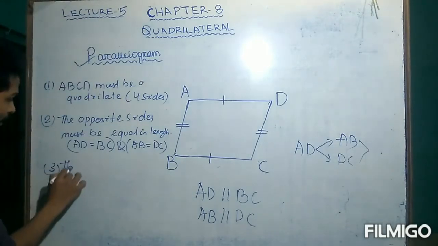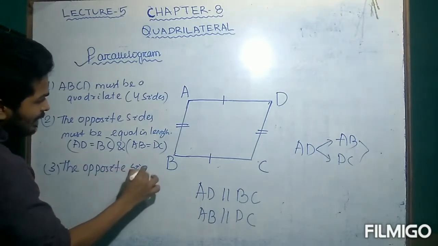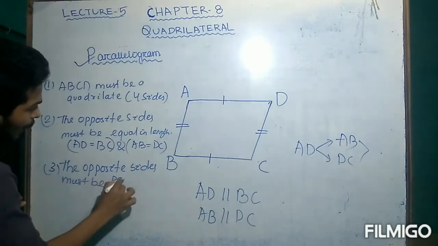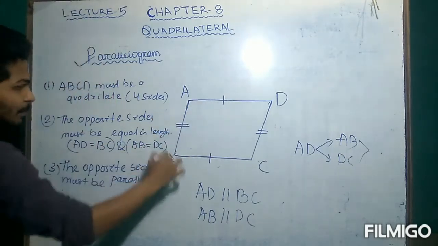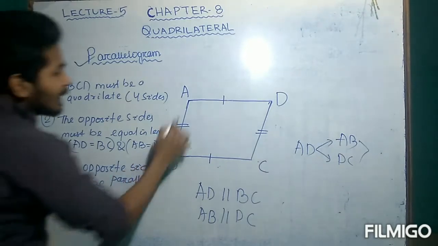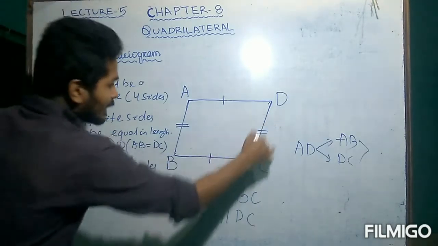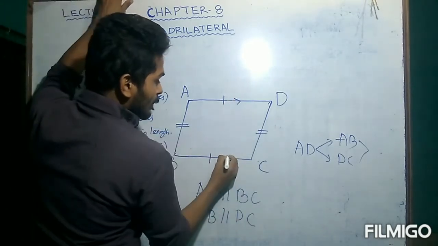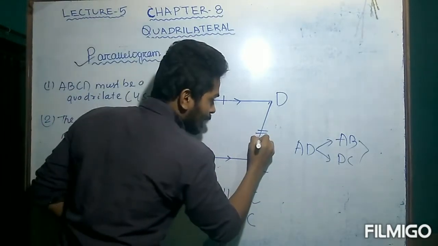So you can write the opposite sides must be parallel. Do you get this? So simply you can write AD parallel to BC, and AB parallel to DC. Okay, so you can symbolically represent them. This parallel to this. Similarly, this AB is parallel to DC.